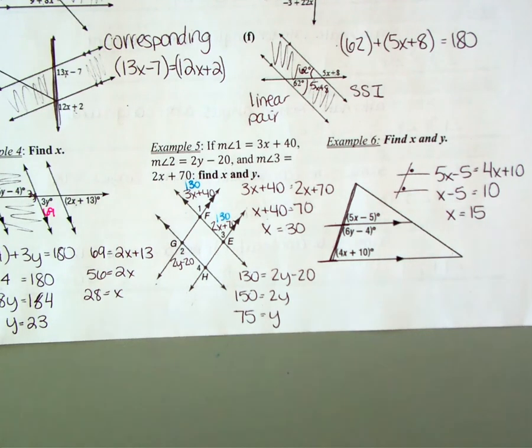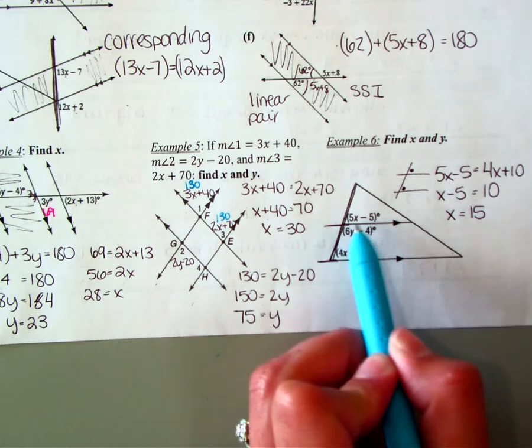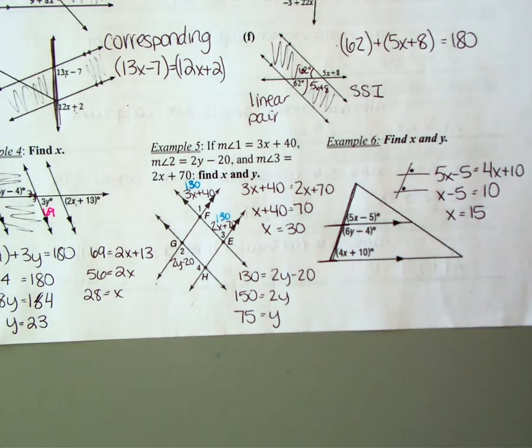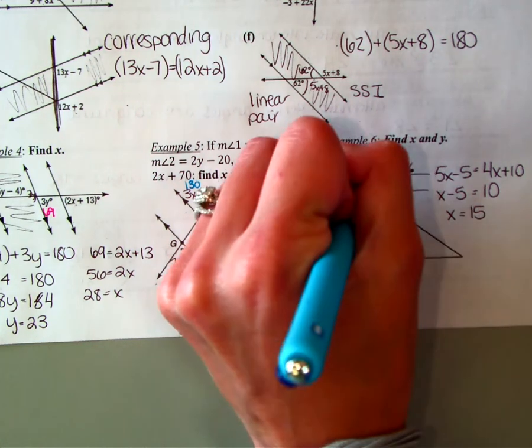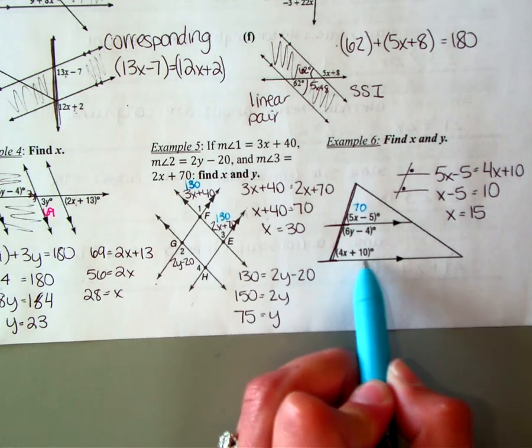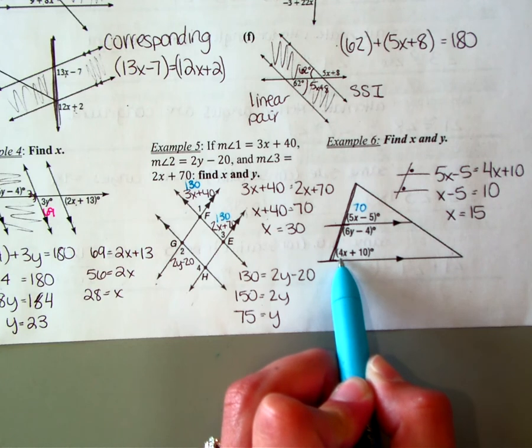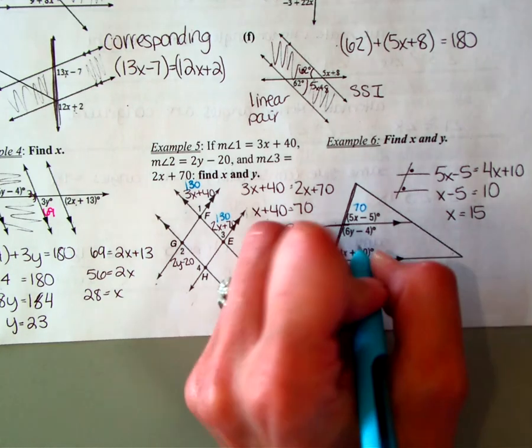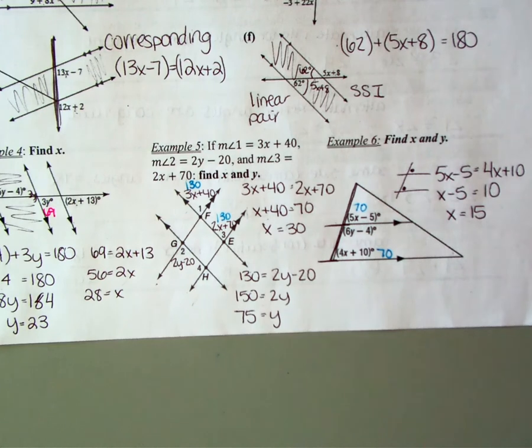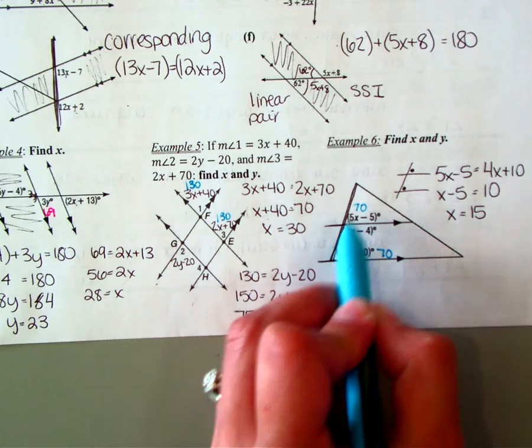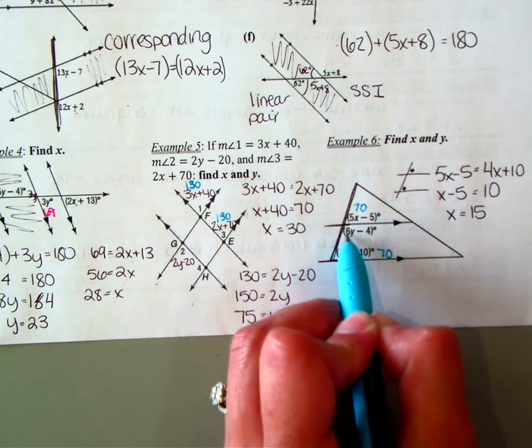In order to figure out the y value, I've got to plug in that x value into those equations. So we'll have 5 times 15 minus 5, and we find it 70. It should be the same down here, but we want to make sure, so we'll plug it in. So 4 times 15 is 60, plus 10 is 70. And we've got to figure out the relationship between that 70-degree angle and this 6y minus 4 angle.